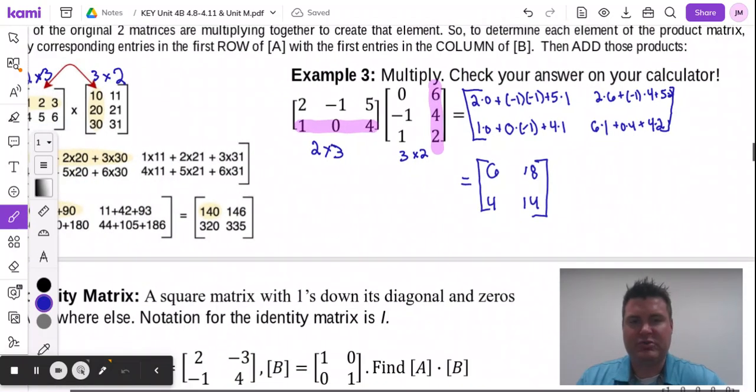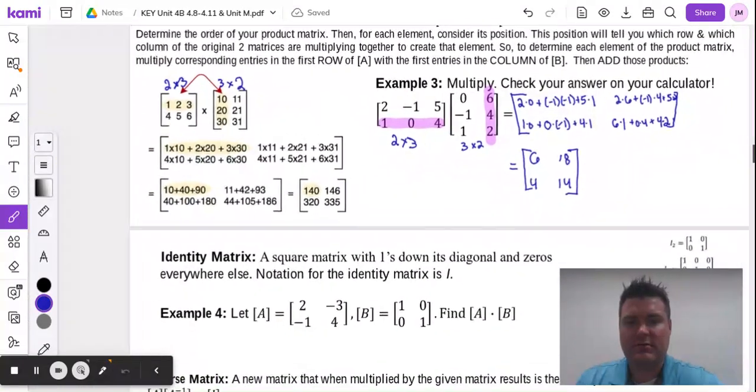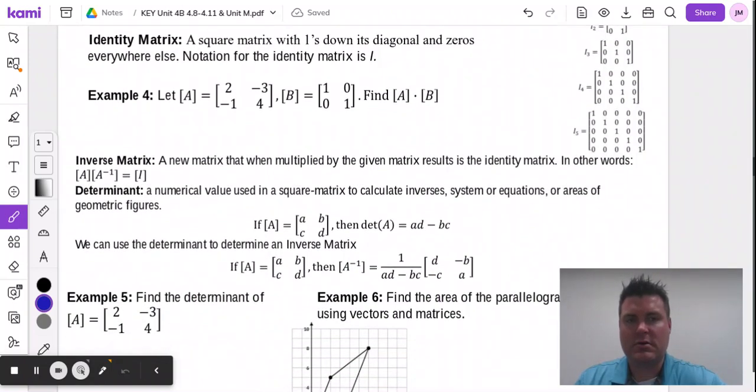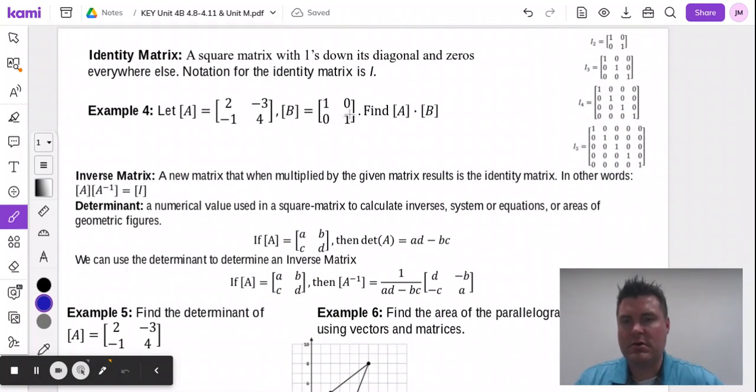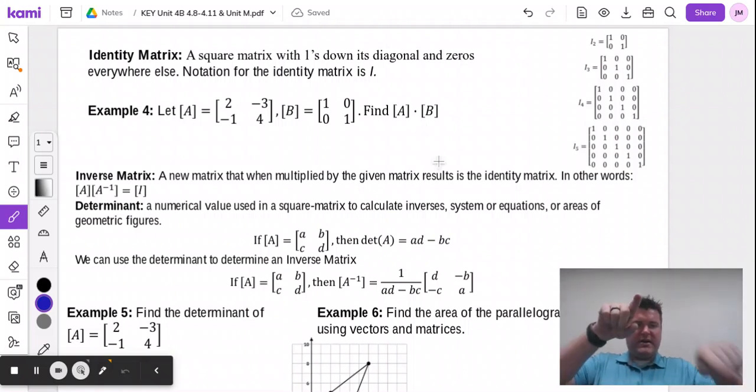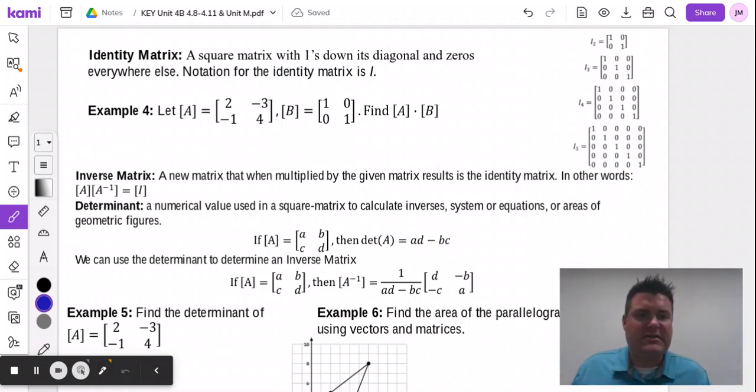All right. Zooming out a bit here. All right. Next page here, identity matrix. I have a bunch of examples of what those are on the right-hand side, but they're just square matrices with just ones across. So the corners going diagonal are ones. Everything else is a 0.